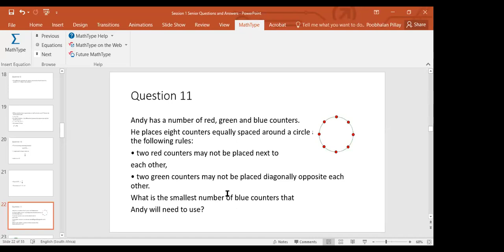The question is, what is the smallest number of blue counters that Andy will need to use? So we're going to try to avoid using blue counters as far as possible to get the smallest. I'm going to use only the red and green, right? Because I want to avoid using blue counters. So let's start with, say, 1 red here.